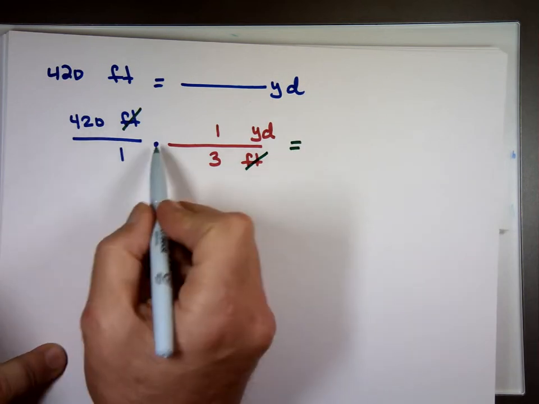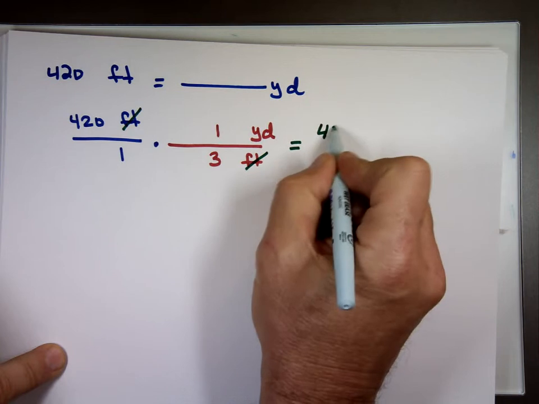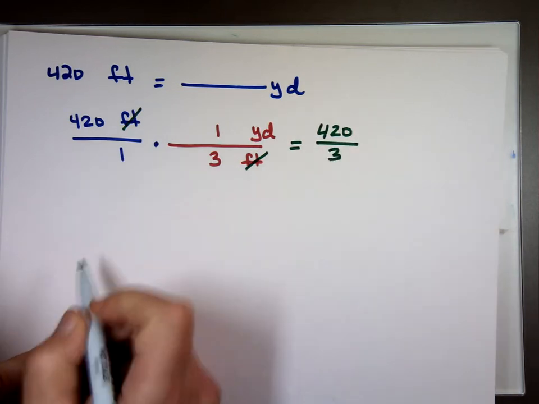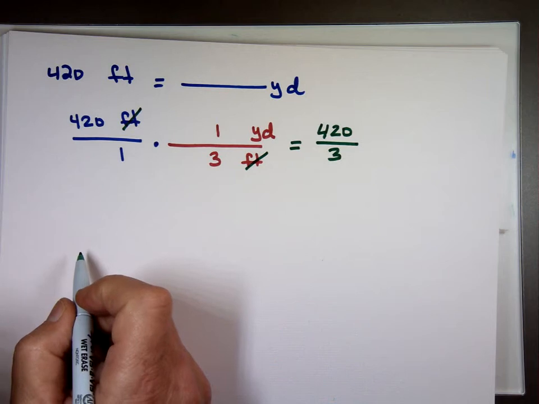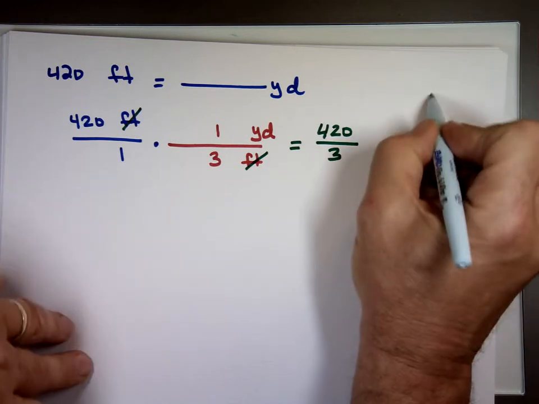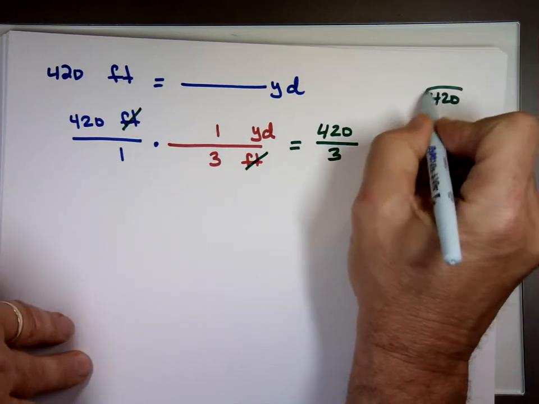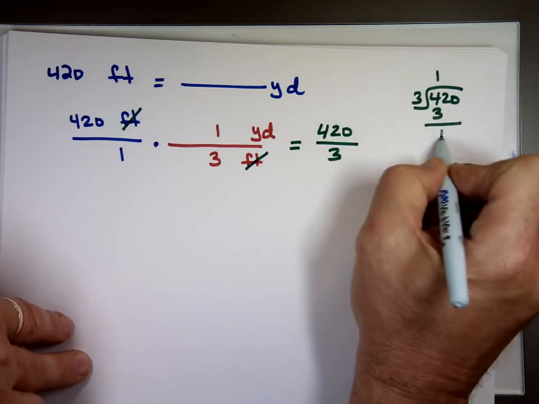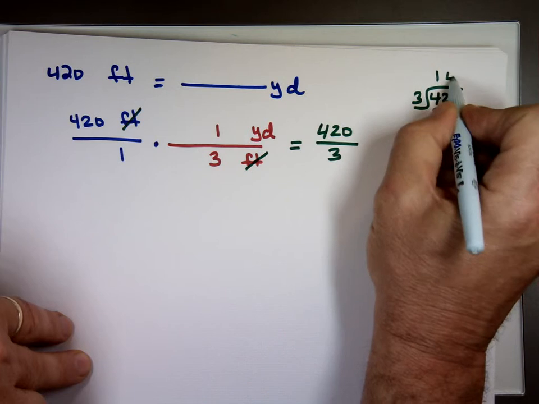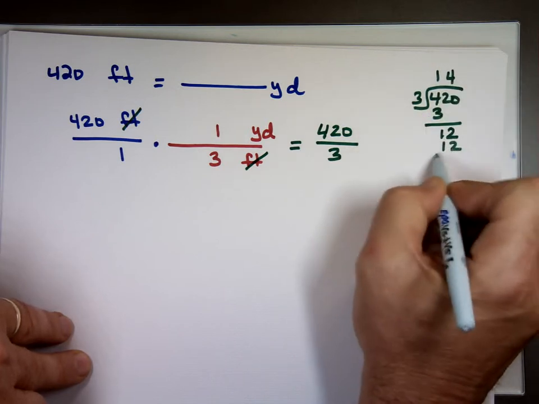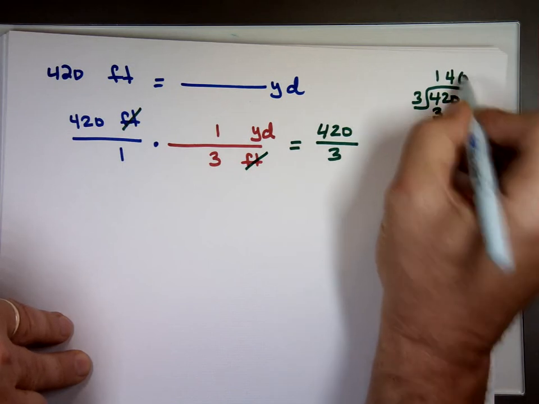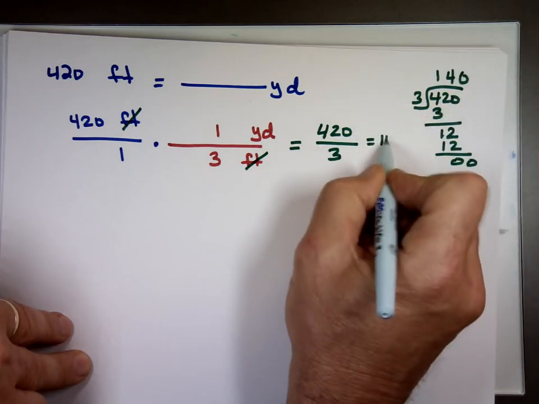420 times 1 is 420 divided by 1 times 3, which is 3. Go to the side and divide them. 1 times 3 is 3. 12 by 3 is 4. 4 times 3 is 12. Bring that 0 down. 0 by 3, which is 0. That's equal to 140 yards.